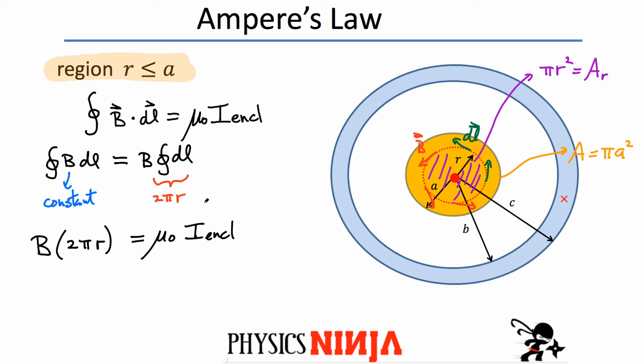So let's look at the right-hand side. We want to know how much current is actually enclosed by my loop. It's not going to be the total current I coming out of there. It's only going to be a fraction of the total current I. And that fraction is basically the fraction of the area. So it looks something like this: pi r squared over pi a squared.